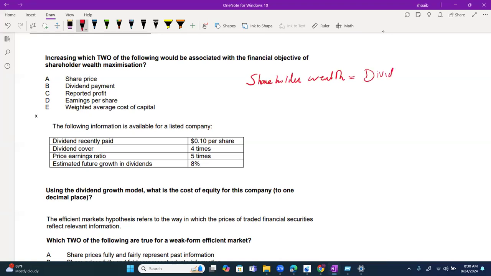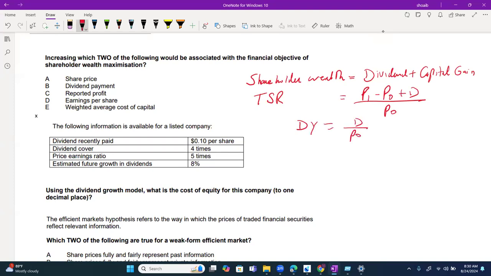Dividend plus capital gain. So there is a very famous ratio for this that is called total shareholder return. Formula is closing market value minus opening market value plus dividend divided by opening market value. There is another formula which is very famous, part of this, dividend yield. Dividend divided by opening market value. And capital gain. Closing minus opening divided by opening.